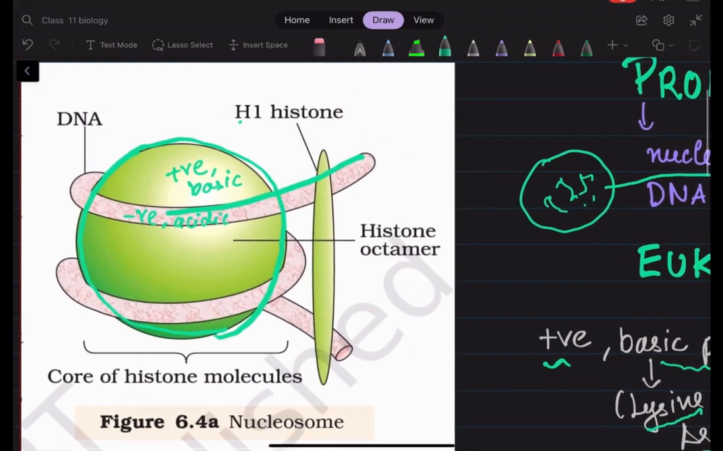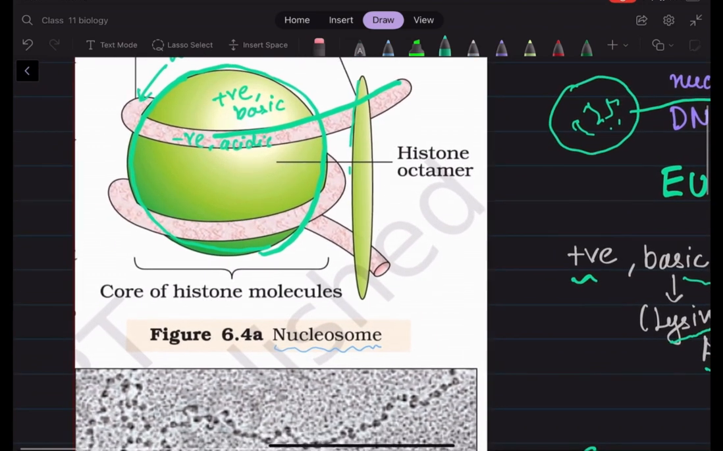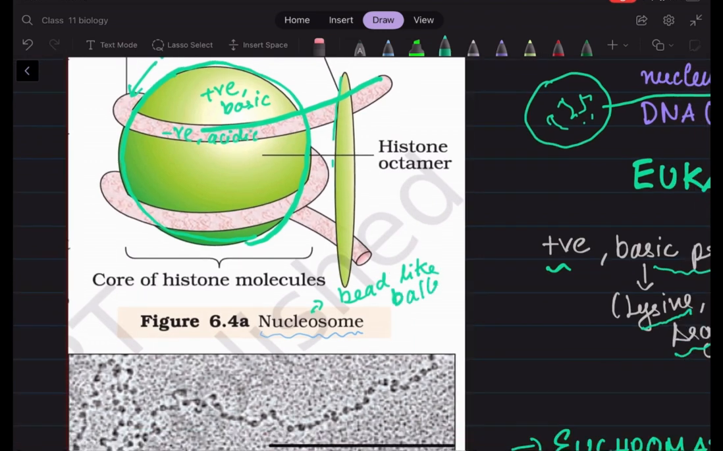And later, one more protein called the H1 histone clips the DNA after coiling like this. So this entire structure is called a nucleosome. In general, a nucleosome has around 200 base pairs wrapped around itself. And this nucleosome appears like bead-like balls on a string. So what is this string? Basically, it is nothing but the chromatin.